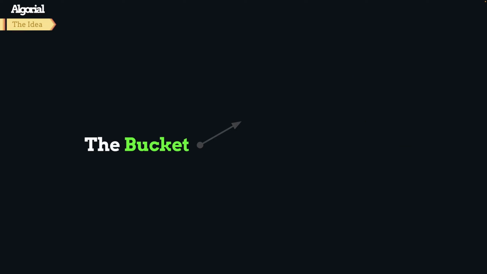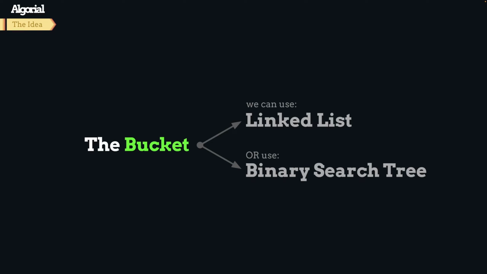First, each bucket could be the head node of a linked list. The second way is they could be the root node of a binary search tree, which could be a whole different video on its own. But as a quick note, a binary search tree in this case brings us a more optimized logarithmic time complexity for operations compared to a linked list. In our case, we will stick to the linked list for now.